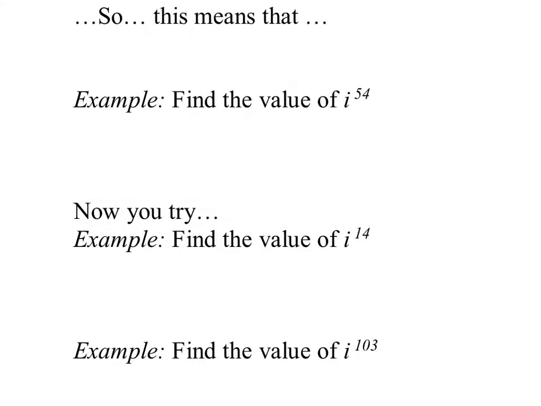Okay, so let's try some examples. Find the value of i to the 54th power. All right, so all I have to do is take 54 and divide by 4. And I just pop that in my calculator, and I get 13.5. Okay, the part I want to look at is the remainder. I need to look to see, is that a 0.25? Is it a 0.5? Is it a 0.75, or is it a 0 if I don't have a remainder at all? Well, this is a remainder of 0.5.